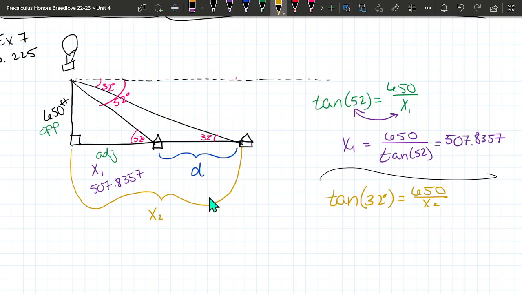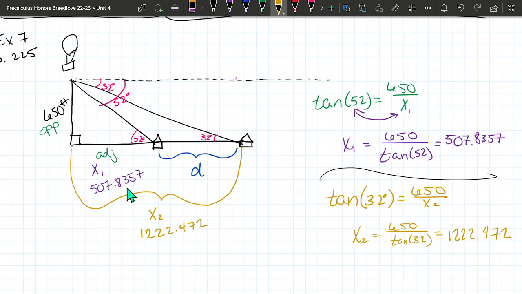So the distance to x2, which is house 2, and I do the same thing. So x2 equals 650 divided by tangent of 32 degrees. And that gives me 1222.472. All right, so this one is 1222.472. And I want to know the distance between them.